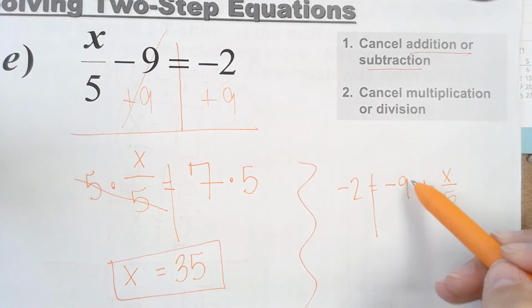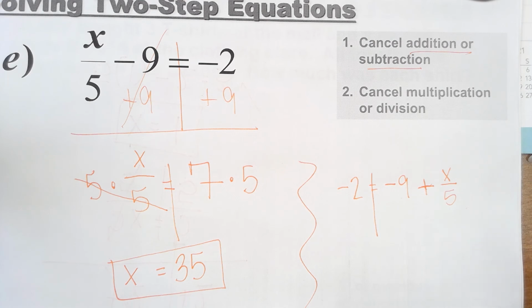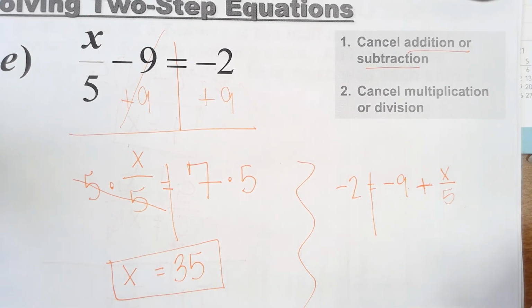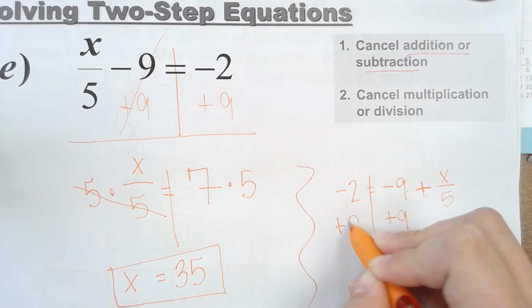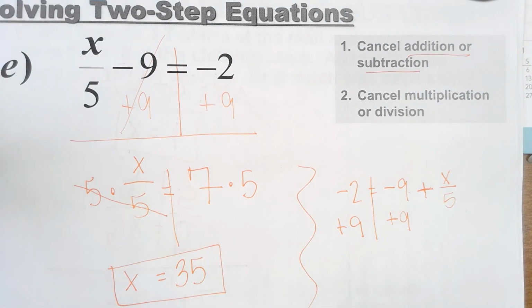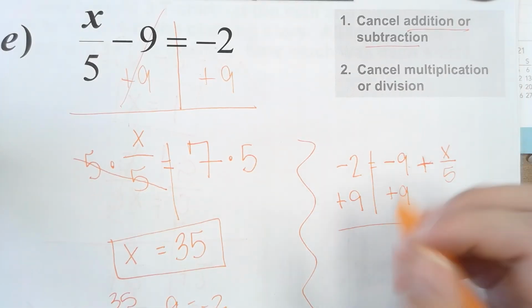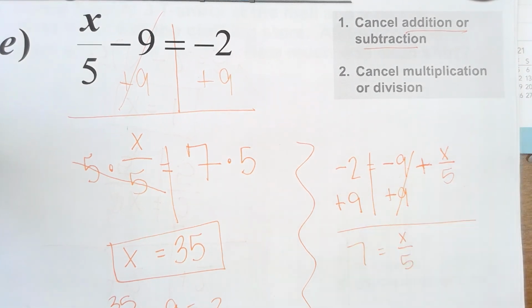So the number that we need to move is this -9. Okay, so if it's a -9, the opposite of a negative is a positive. So I would need to do the opposite, which is just adding the 9. Which, if you notice, that was our first step over here as well. Okay, then you're going to get the same thing. So -2 plus 9 is 7. Your 9's will cancel, and you're left with x over 5.